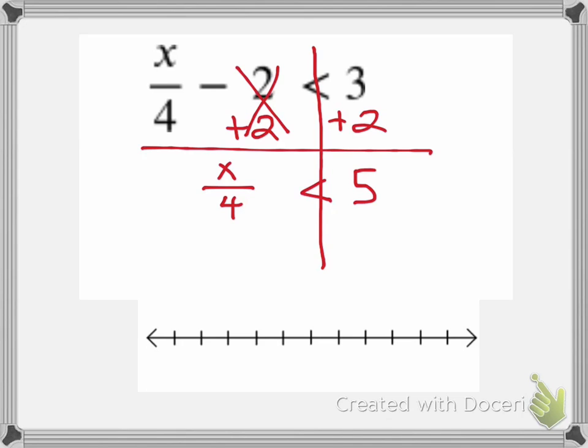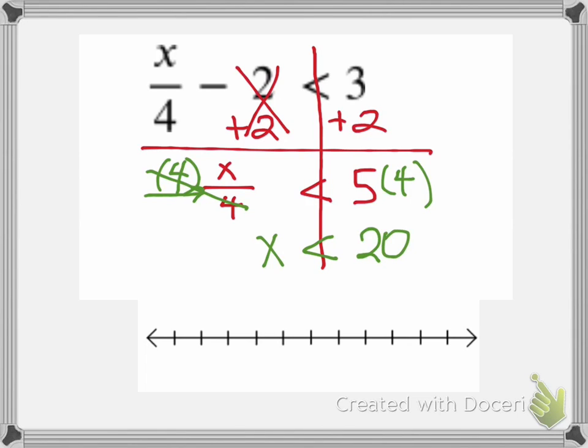So I have to do the opposite. The fraction bar indicates division. So the inverse operation would be multiplication. So I want to multiply both sides by 4. The 4's eliminate on the left. So that leaves me x is less than 5 times 4, which is 20. So x is less than 20.